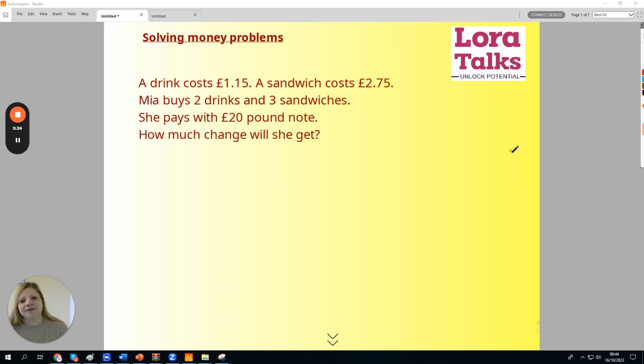Now I need to identify what key information I've got in here. So I know the price of 1 drink, which is £1.15. I know the price of 1 sandwich. Now I know that Mia buys 2 drinks and 3 sandwiches. This is really important. And I know also that she pays with a £20 note, and I need to work out the change. So my first step will be to work out how much 2 drinks are.